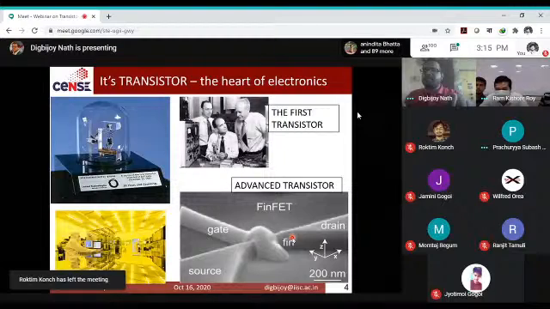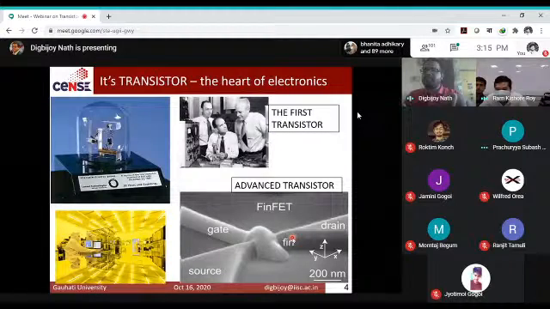So now we need to get a feel for how small this 200 nanometer dimension is. Just hold on, I'll just change my seating arrangement. I'll show you how small this device is, okay? So now this is an image.